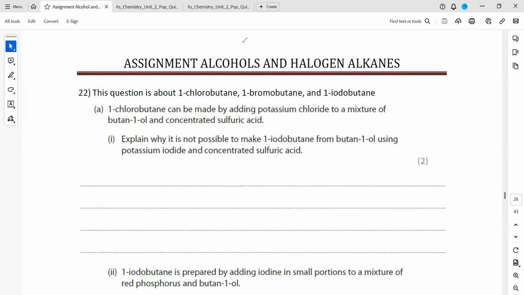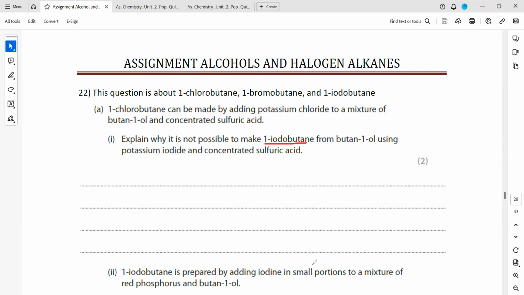Assignment alcohols and halogenoalkanes, question 22. This question is about 1-chloro, 1-bromo, and 1-iodobutanes. They can be made; 1-chlorobutane can be made by adding potassium chloride to a mixture of butan-1-ol and sulfuric acid. Explain why it is not possible to make 1-iodobutane.